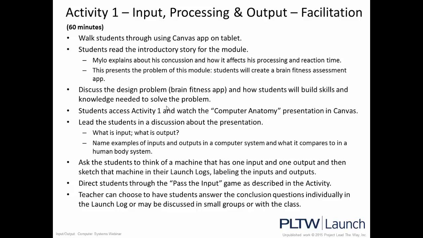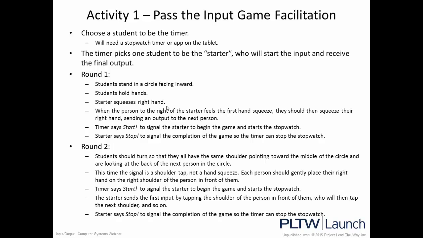So a good way to play that game is probably to do that a few rounds and then maybe average the time that it took per round. And then the second round of this game, or second version, I guess, is to use hand tapping on the shoulder instead of the hand squeeze. And then you can compare the average time for that versus the hand squeezing and make observations.